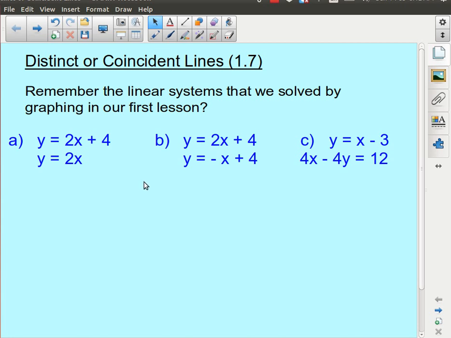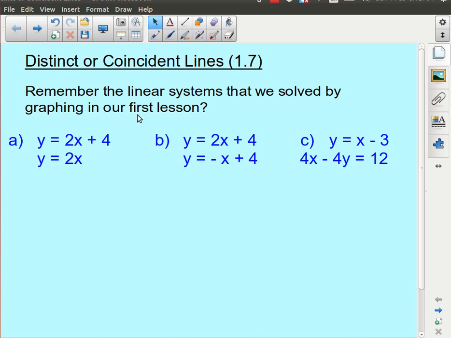In this lesson, we're going to be looking at the distinct or coincident lines that you can get when you have a system of linear equations. Now, if your vocabulary is good, you probably already have an idea of what that might mean, but I'm going to show you what that means. Actually, I've already shown you this before.